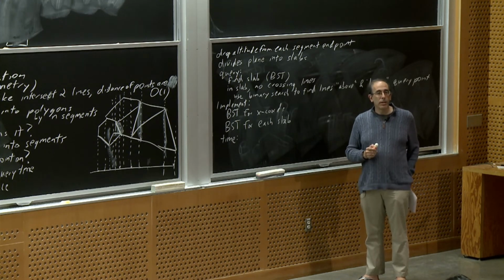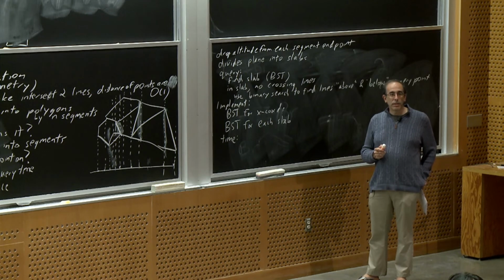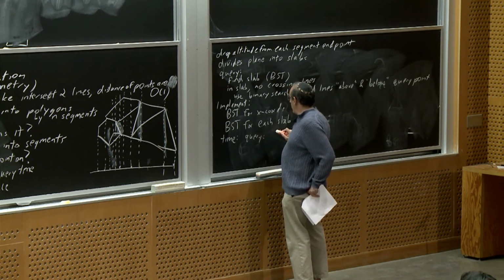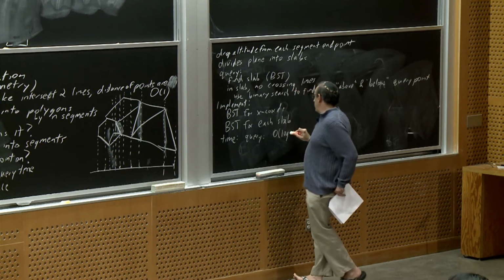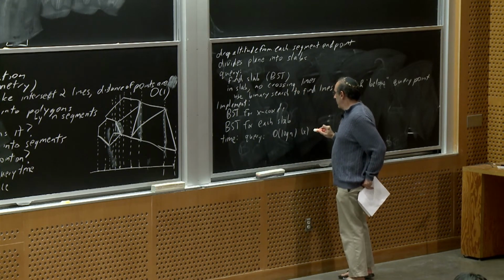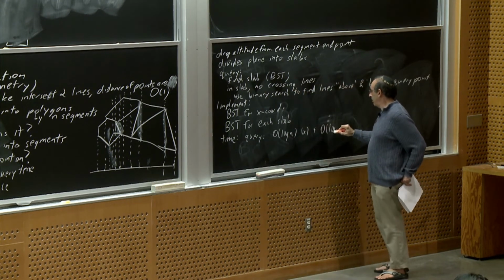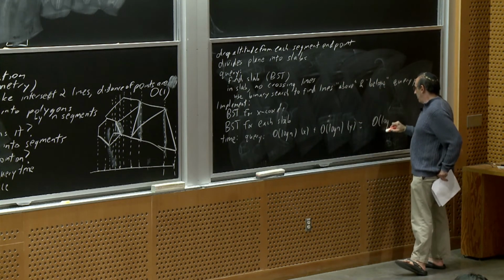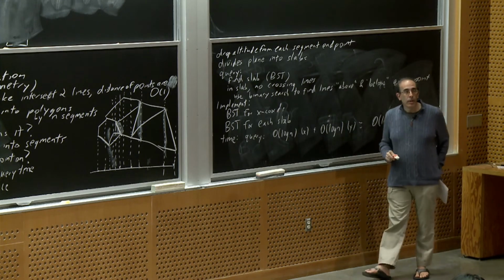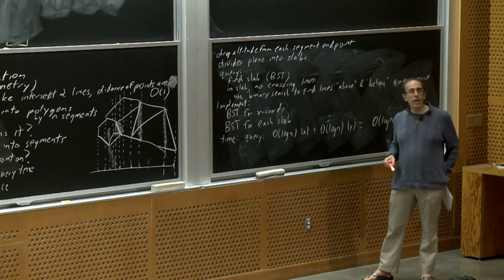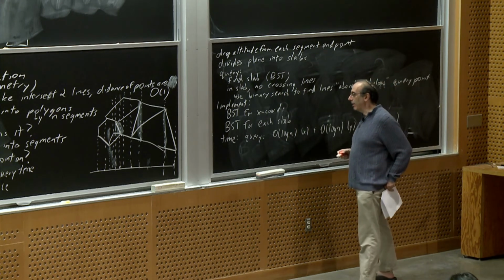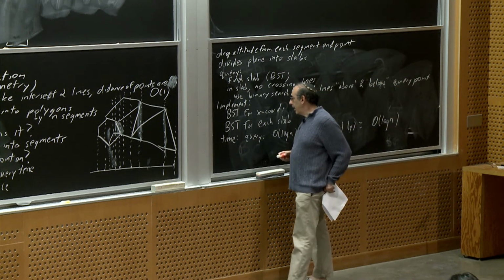Yes? Oh, you have log n time for the x-coordinates plus log n time for each slab. Exactly. So the query time is order log n for the x plus order log n for the y, which is just order log n. So it's matching the query time of a one-dimensional search problem for what is apparently a much harder problem. Okay.